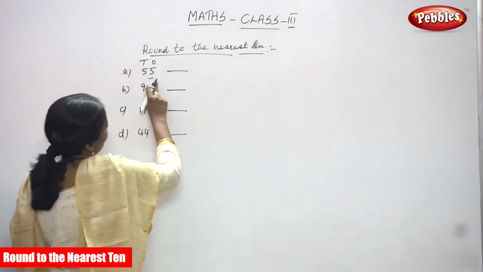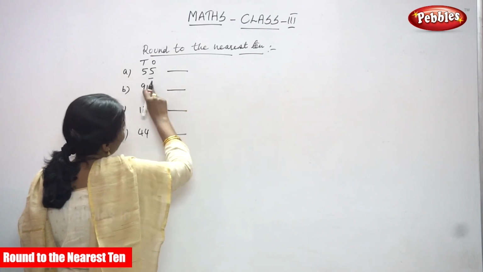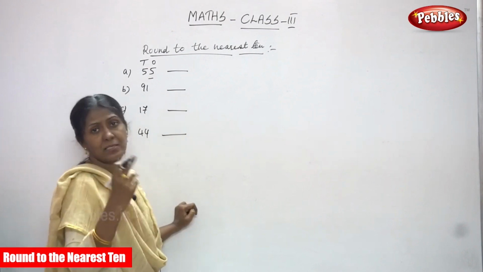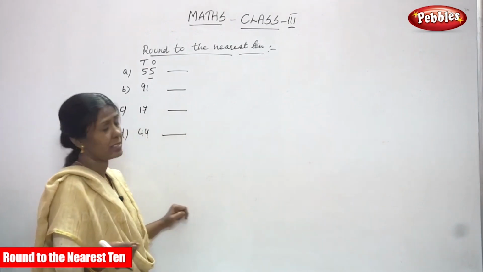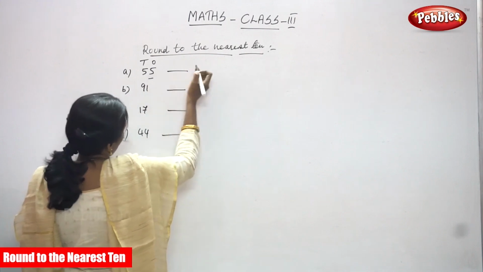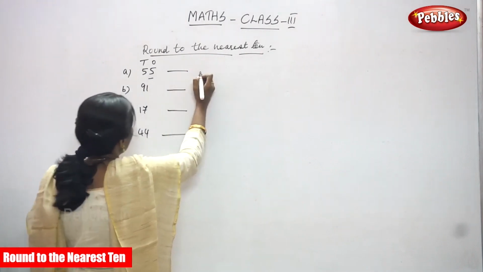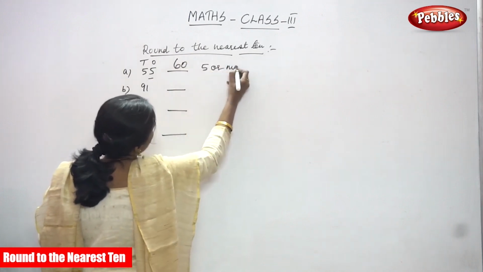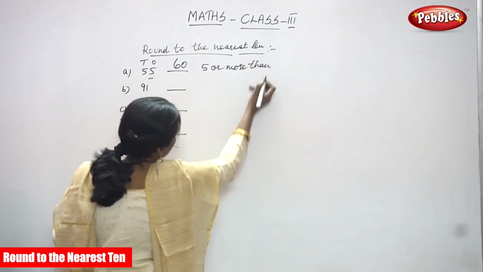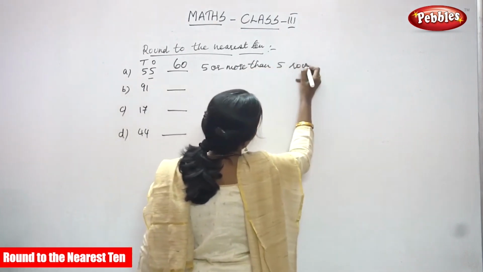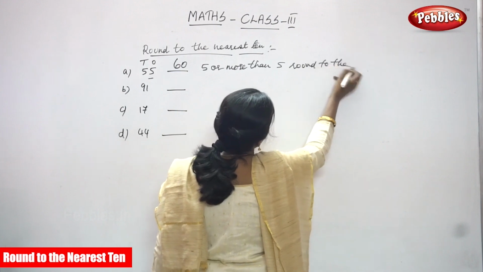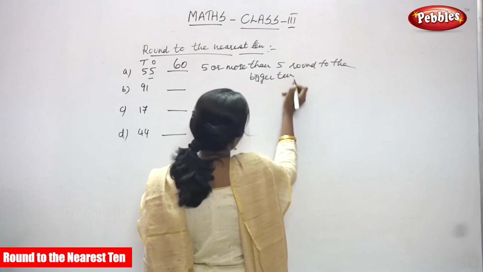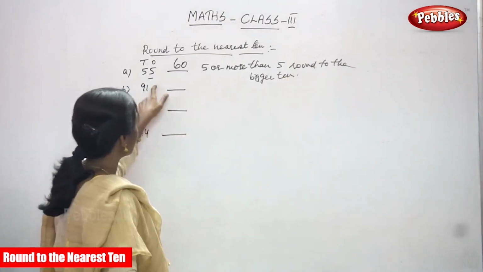So 55 comes under the second rule. 5 or more than 5, round to the bigger 10, not biggest, round to the bigger 10. That is 60. 5 or more than 5 means the rule is round to the nearest bigger 10. So the answer is 60.